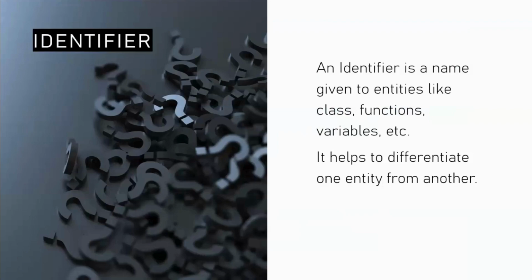Like if someone approaches me, then I have my name, and my name is something which represents a person. It can be me, it can be you, it can be anyone. So an identifier is the name given to the entity, like a class has a name, a function has a name, a variable has a name, and so on. What does an identifier do basically? It helps you to differentiate one entity from the other.